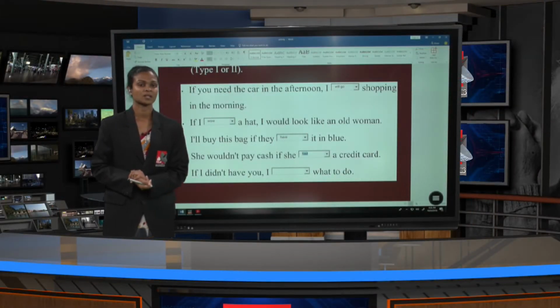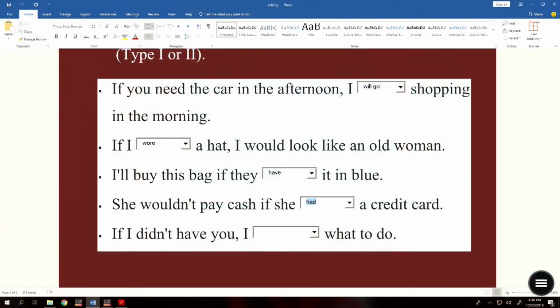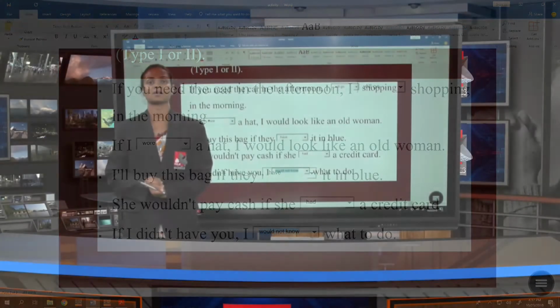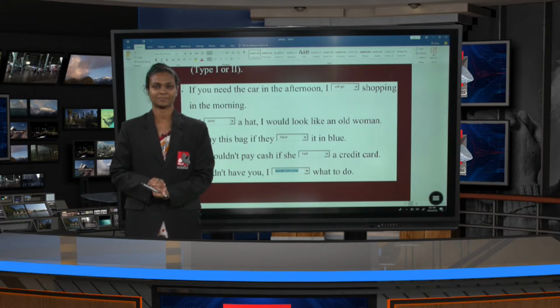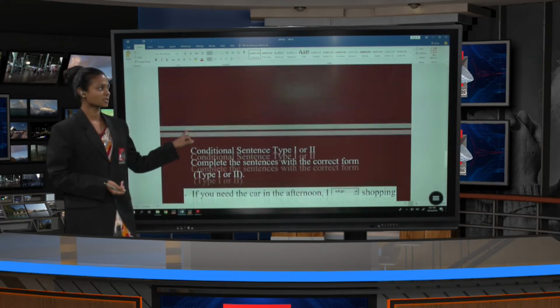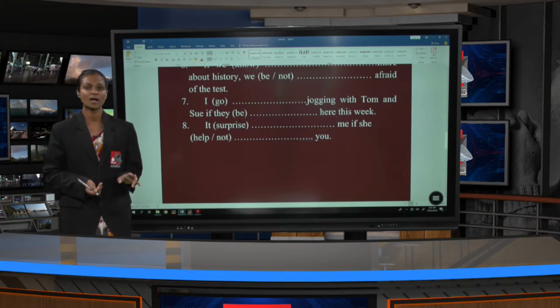Last one. If I didn't have you, I blank what to do. If I didn't means simple past. If I didn't have you, what is the answer? I would not know what to do. Right? So these are the exercises for conditional type 1 and type 2.